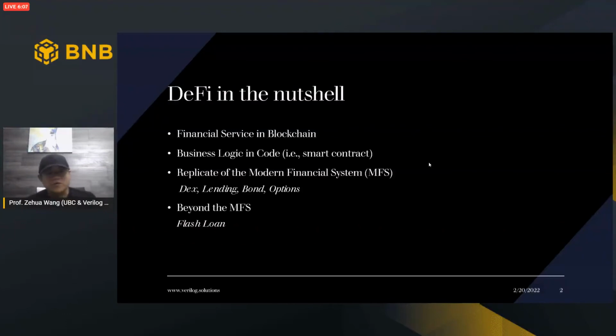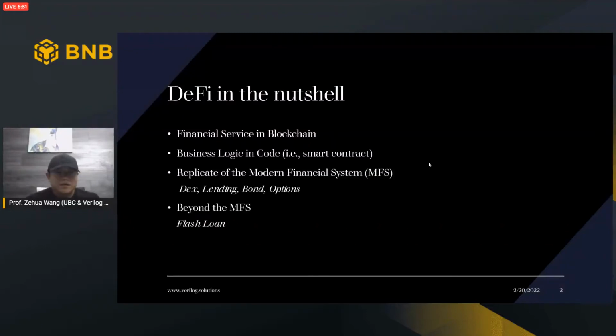And we also have option products like Lyra or Premia. It's very similar to the option services in our current modern financial system. For example, you have the right, but not the obligation, to buy or sell some token at some price. According to whether you are in the money or out of the money, you can determine if you want to exercise your right, and then you can earn some revenue by using this option.